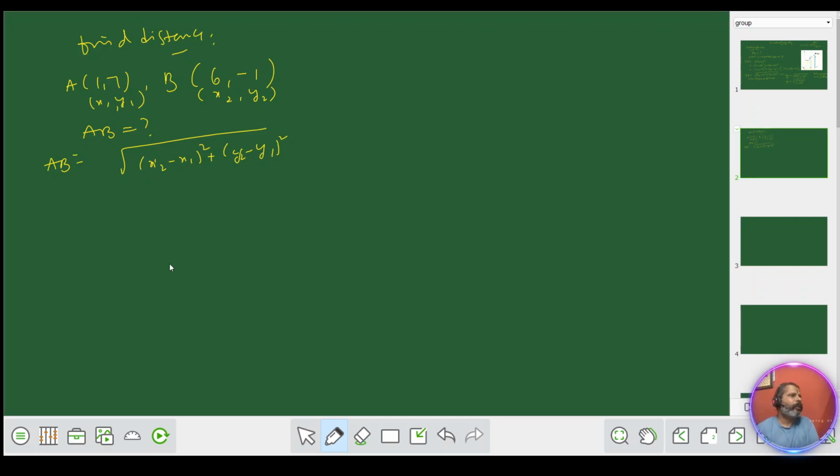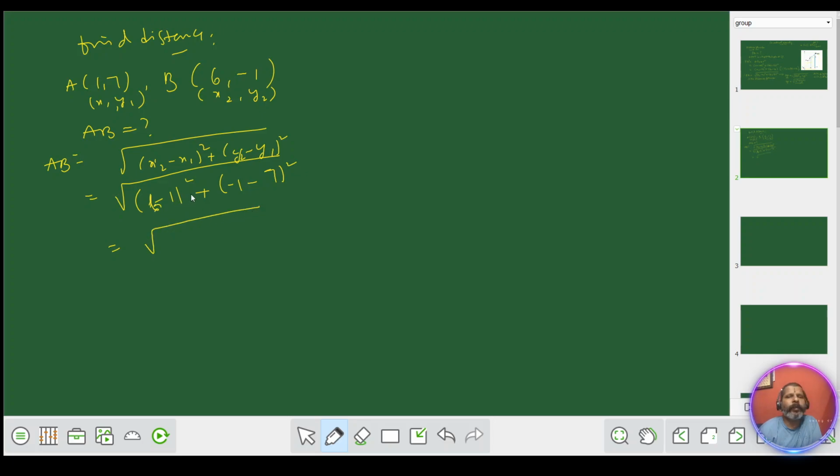Okay, so just substitute the values. Please concentrate while you substitute the values. Signs are very important. Square root of x2 is 6, x1 is 1. So 6 minus 1 whole square. Then plus y2 minus y1: y2 is minus 1, minus y1 which is 7, whole square.